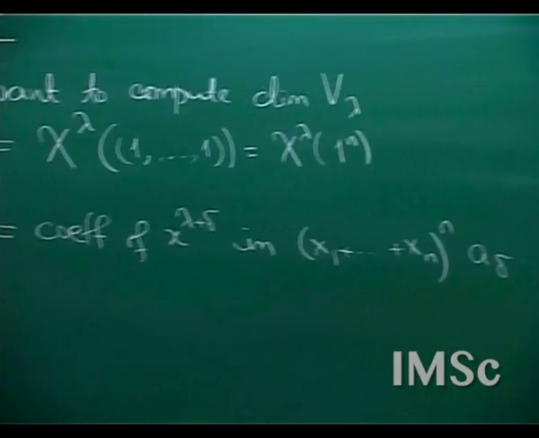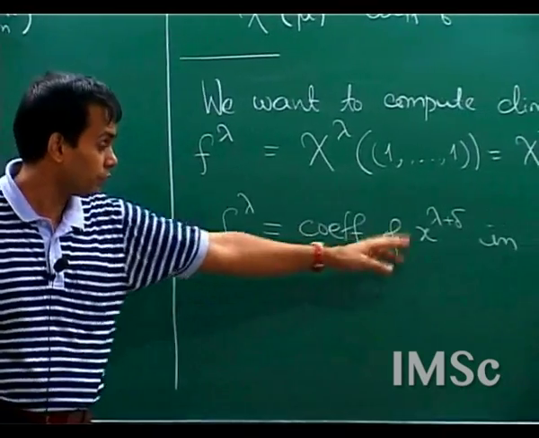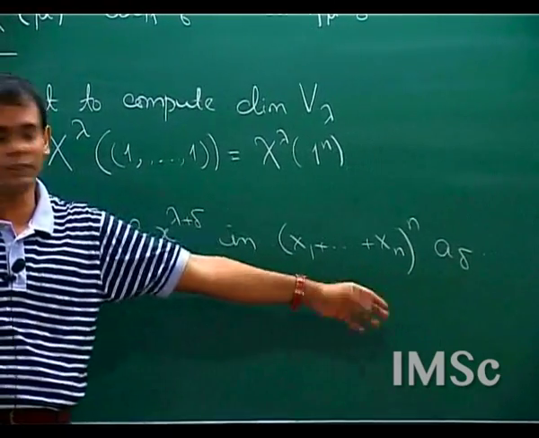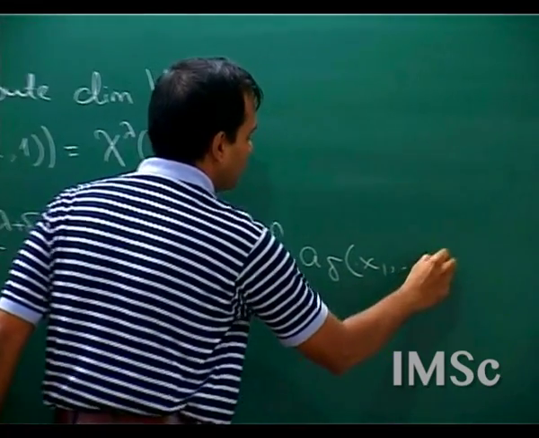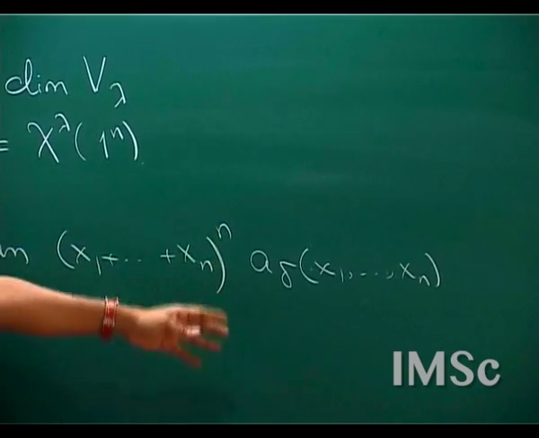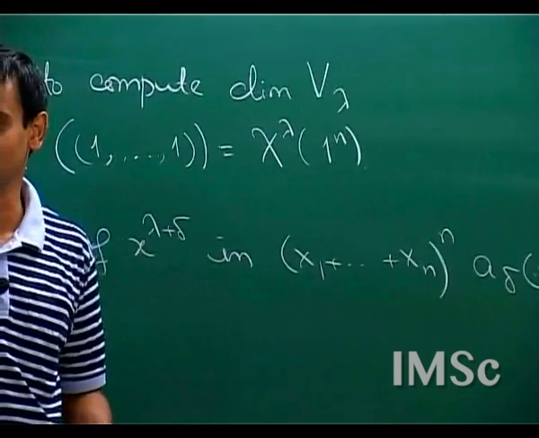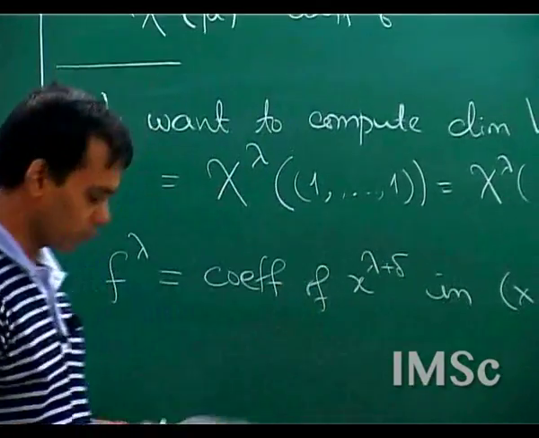We just need to compute the coefficient of x to the lambda plus delta in this polynomial. This is the Vandermonde determinant. If you want, just to remind you, this is a polynomial in n variables, an alternating polynomial, and you can expand it using a multinomial expansion. Right, so that's the program that we have.